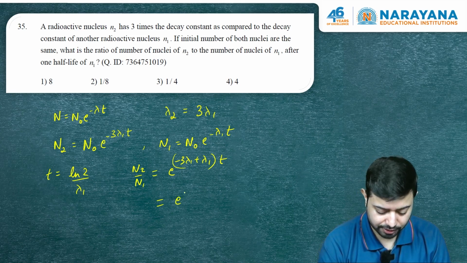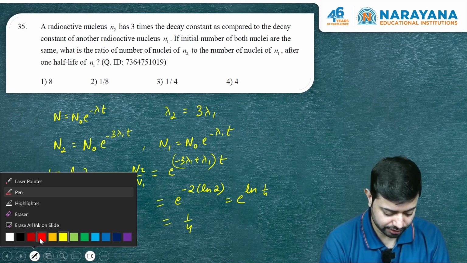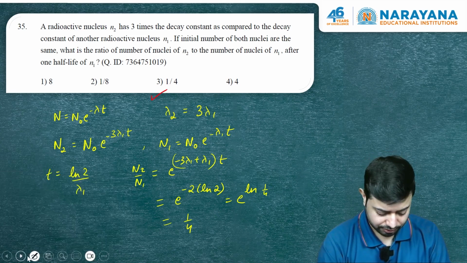So, the formula will become e to the power minus 2 into ln 2. Okay. That means, you can write it down as e to the power, right, ln of 2 to the power minus 2, which is 1 by 4. Okay. So, overall it is nothing but 1 by 4. So, which option is correct over here? It is going to be the third option. Okay. So, let us move forward to the next question, right.